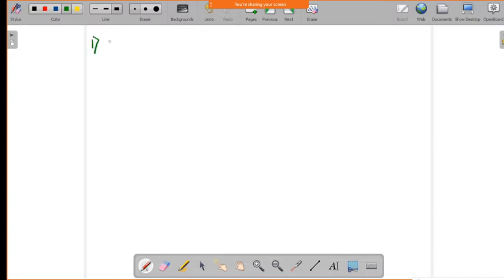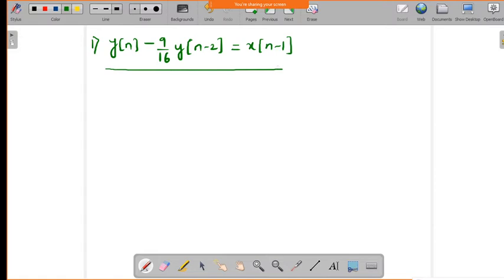Okay. So, you take the difference equation y of n minus 9 by 16 into y of n minus 2 equal to x of n minus 1. This is a difference equation and the initial conditions which are given are y of minus 1 equal to 1 and y of minus 2 equal to minus 1. These are the initial conditions, and this is the difference equation. Now, find out the natural response.